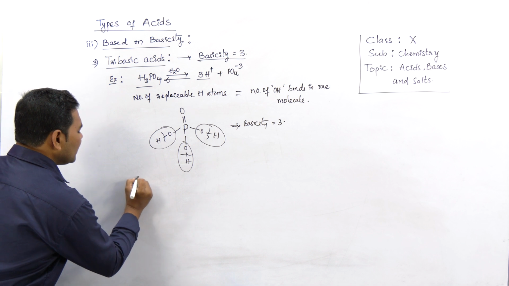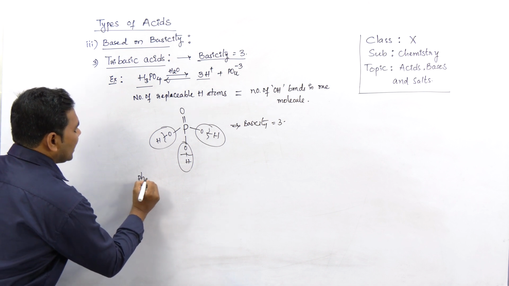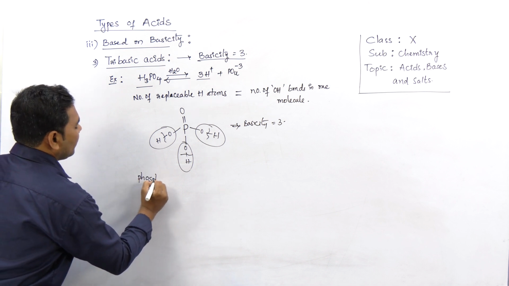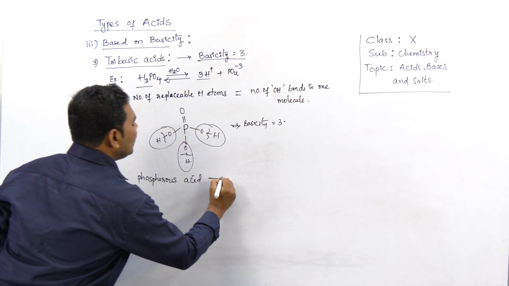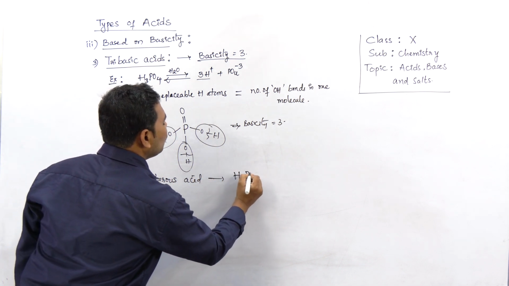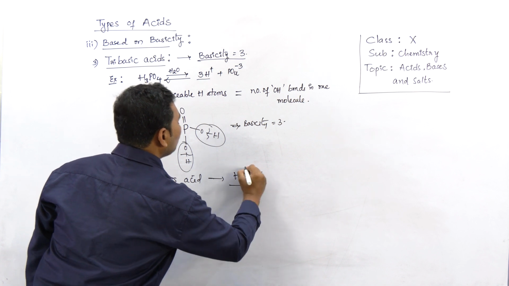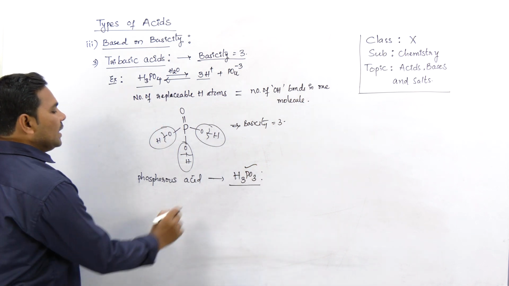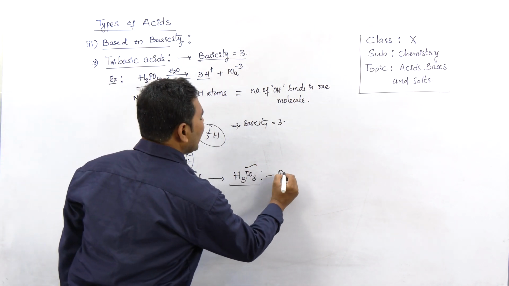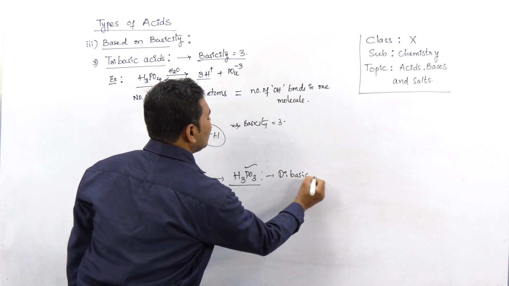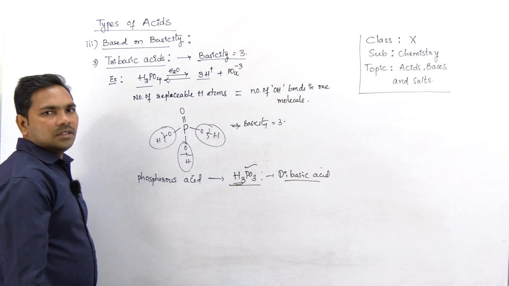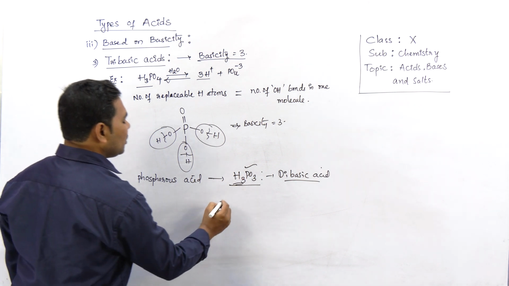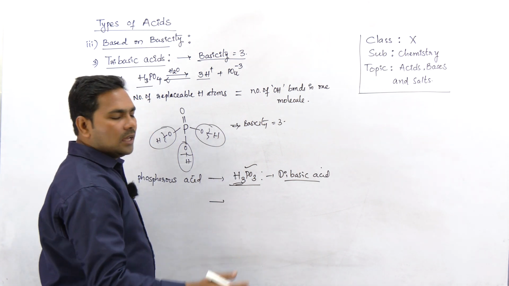Whereas, let's say another example is phosphorus acid. Here its formula is H3PO3. Now how to find out its basicity? It is an example of a dibasic acid. But it seems, how many hydrogen atoms? 3 hydrogen atoms it contains in one molecule, but all the 3 are not replaceable.